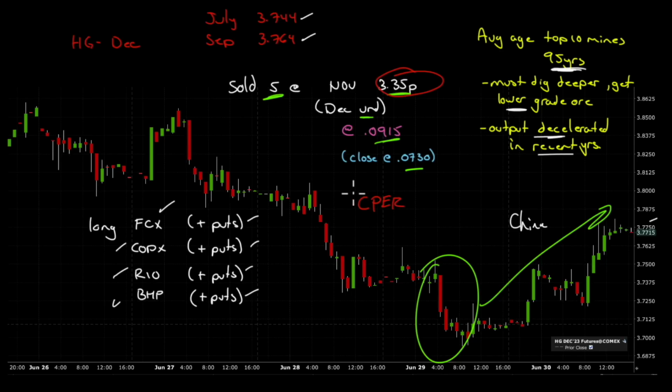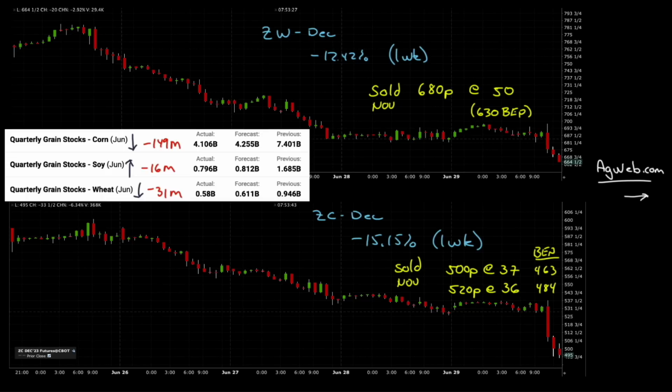The ETF CPER plays the futures. COPX plays the miners. You can get it with CPER, but it is more efficient on a capital basis if you're selling puts to do it directly on HG. But if you're not comfortable doing that, you could just buy or sell puts against CPER, which is an ETF that does just that. Okay, let's have a look at wheat and corn.